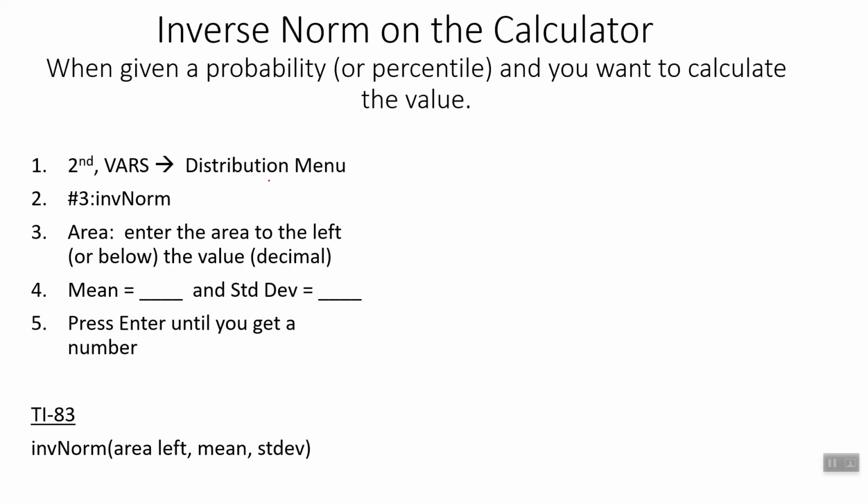All right, it's on the same distribution menu. It's just the next one down. It even has INV, which stands for inverse norm. So we're using inverse norm. I usually just call it inverse norm. All right, it's going to ask us for an area. So we enter that area in.